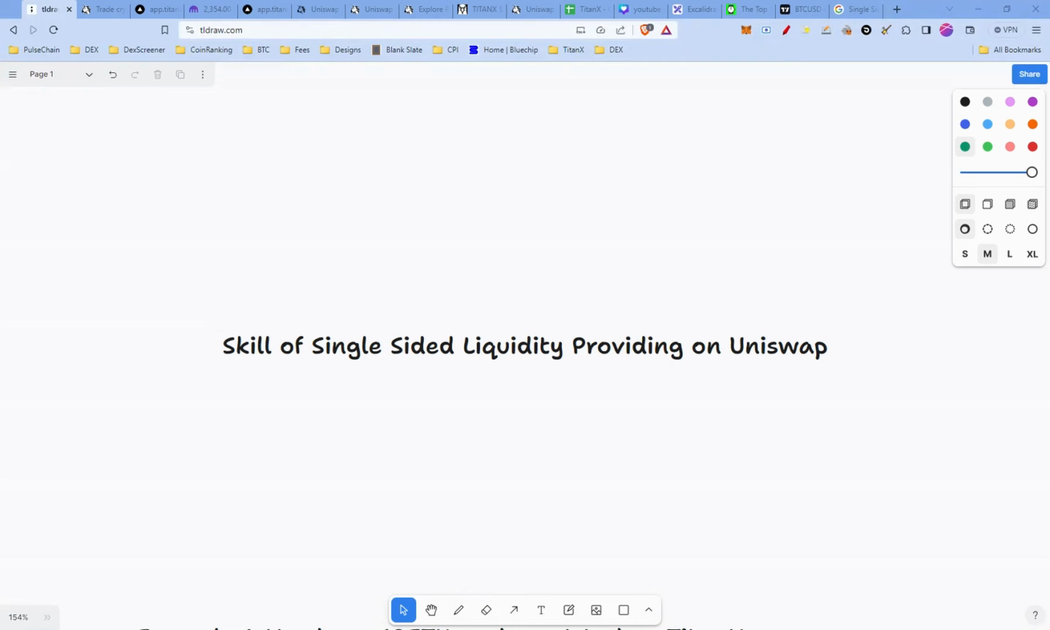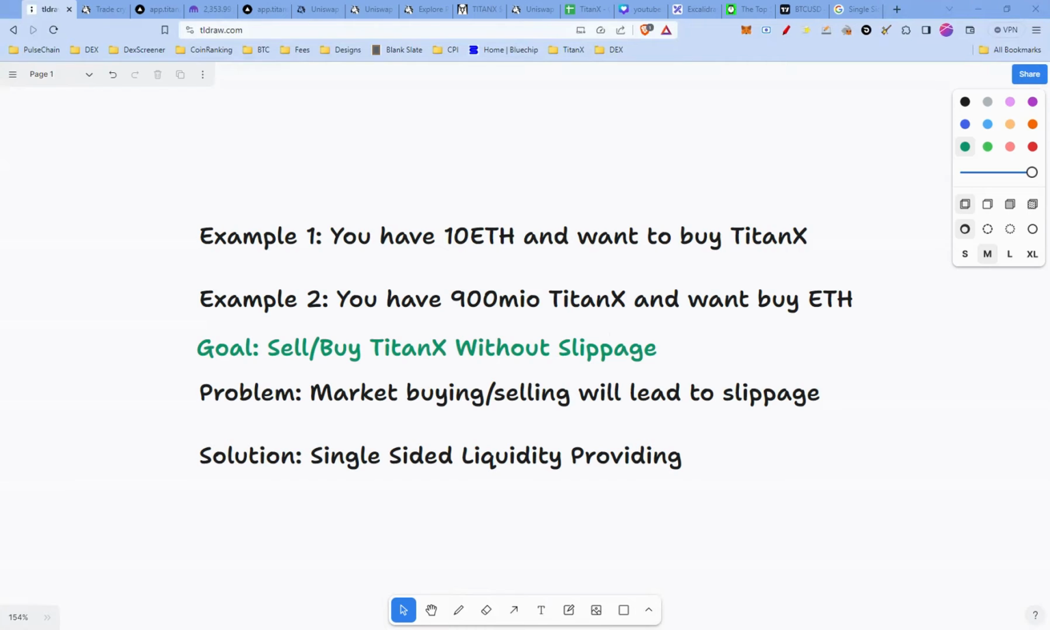Today, I'm going to explain why single-sided liquidity providing is one of the most important skills to learn in order to enter or exit a big position. But first, let's understand the problem.